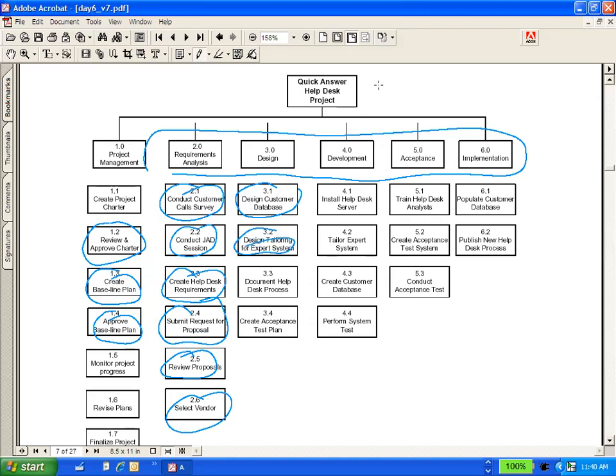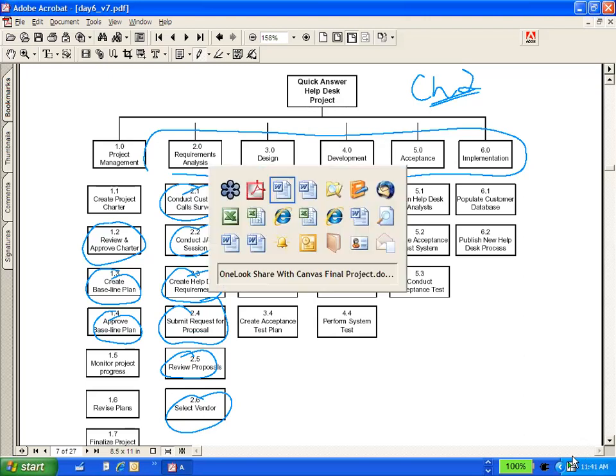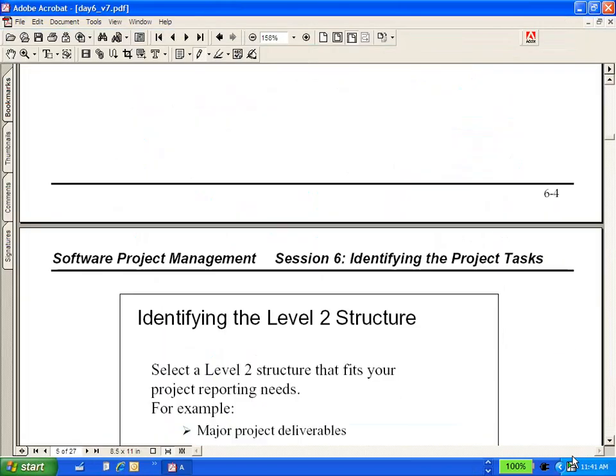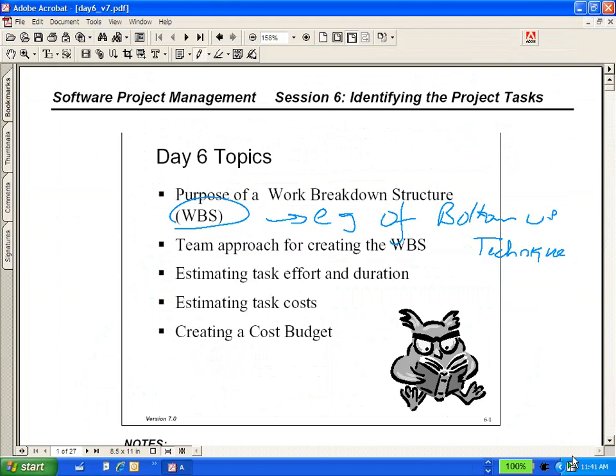So for those of you who joined the class late, there is a project in chapter 2 called the help desk project, where a company is trying to set up a complete help desk to help their customers get problems solved about computers and stuff like that. And so that's what this is about. It's a help desk project, right? You have to install the server, tailor the expert system. Is there any way you can do this alone? Absolutely not. There's just no way you can do this alone. It is definitely teamwork. It's a team approach for creating the WBS. Like everything else, there's nothing that you do which is alone. That's a good part about being a PM or a BA.